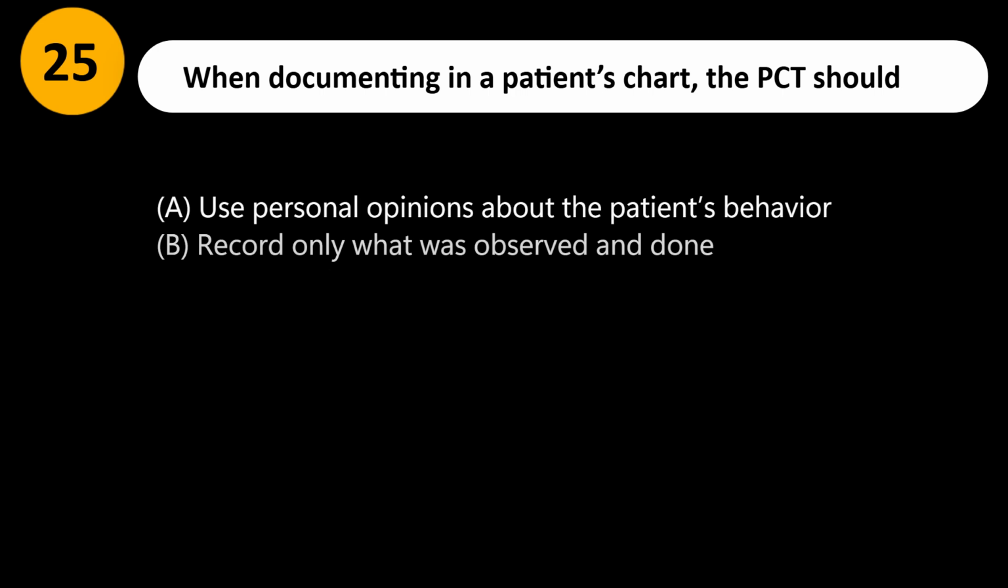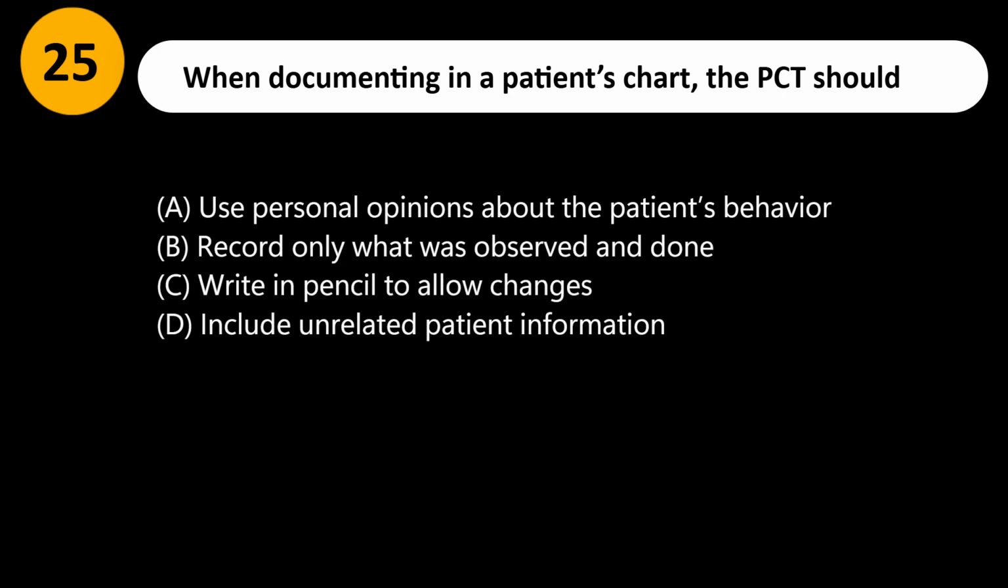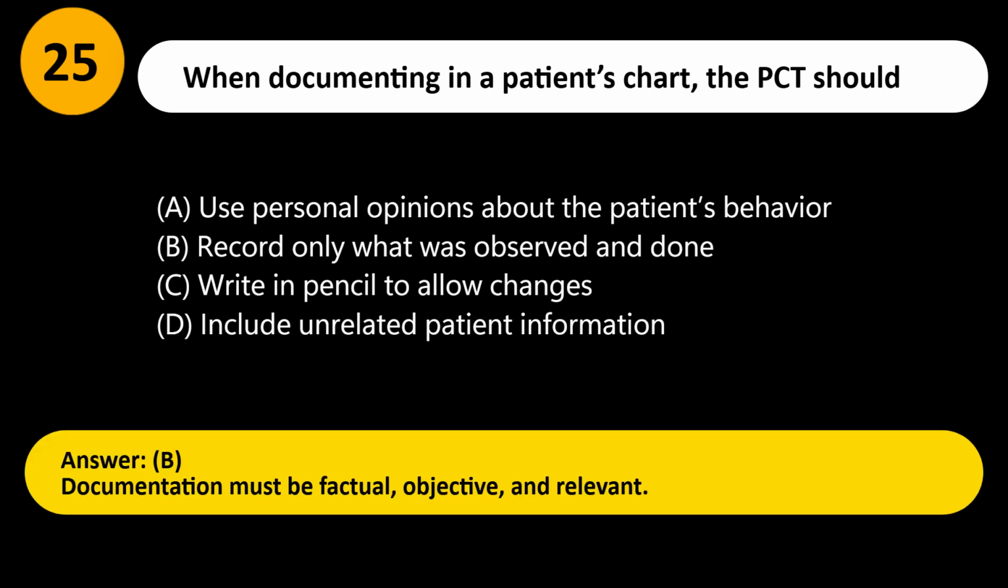When documenting in a patient's chart, the PCT should: A. Use personal opinions about the patient's behavior. B. Record only what was observed and done. C. Write in pencil to allow changes. D. Include unrelated patient information. Answer, B. Documentation must be factual, objective, and relevant.